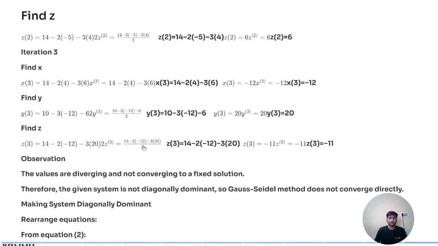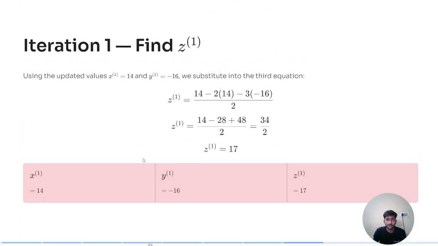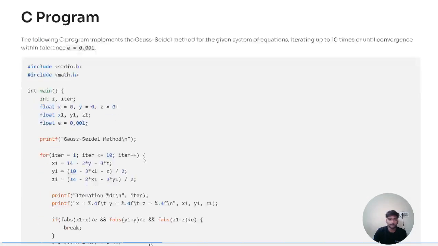Let's see the code. First of all, we will include the header file, then math.h, and here we start the program, and we initialize x equal to 0, y is equal to 0, and z is equal to 0. Declare x1, y1, z1. Declare tolerance e is equal to 0.001.